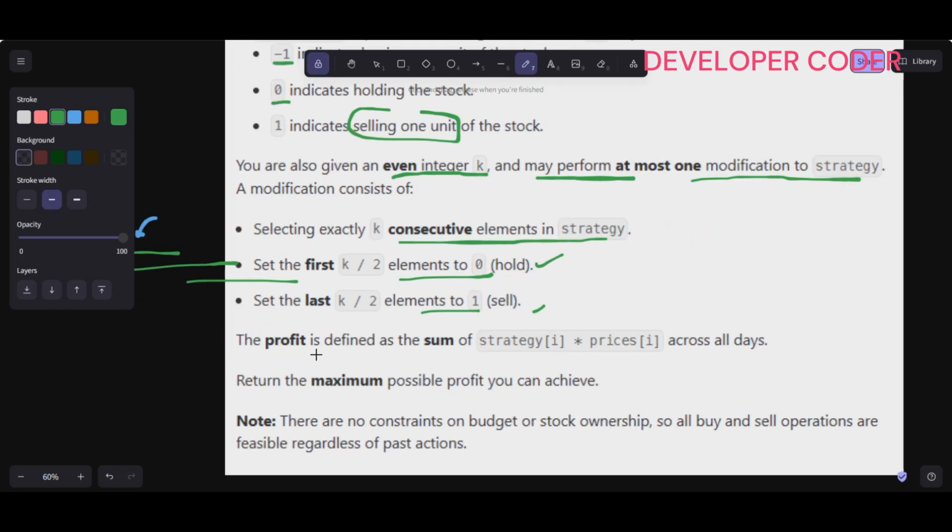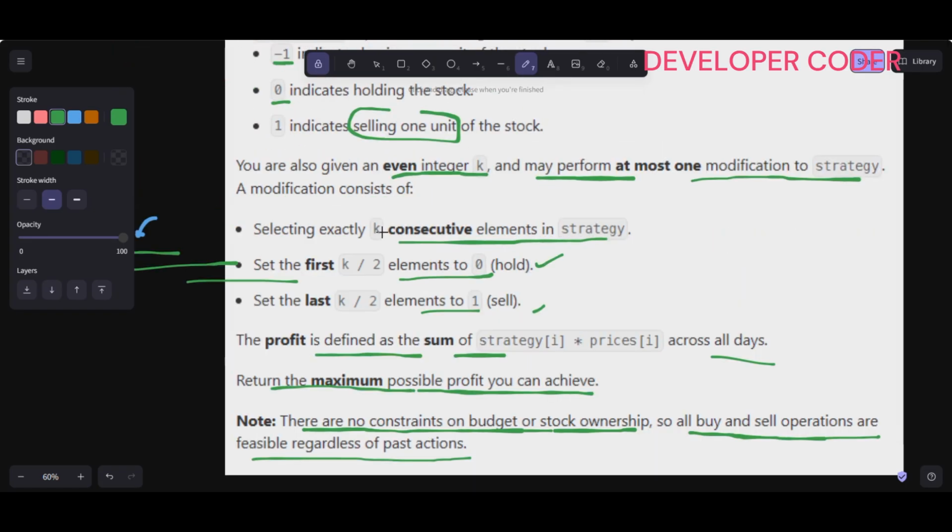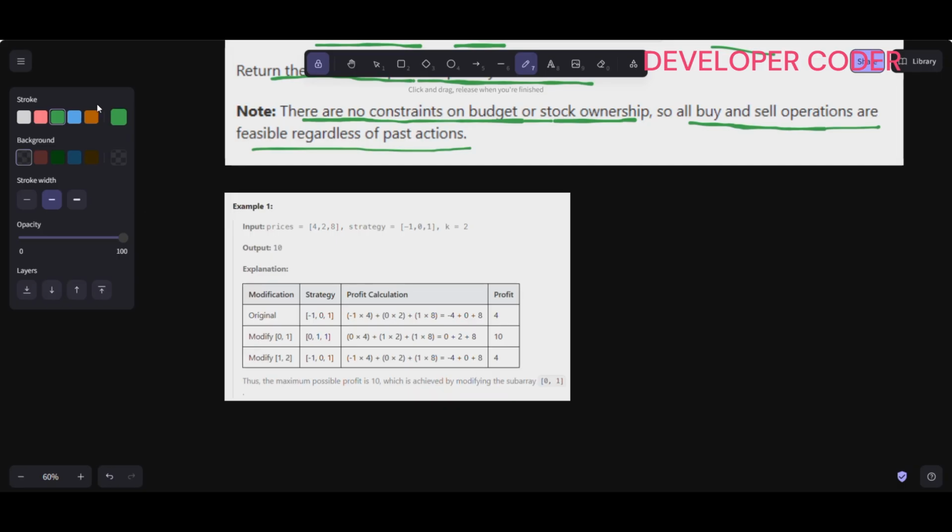The profit is defined as the sum of strategy[i] times prices[i] across all days, and we have to return the maximum possible profit you can achieve. Okay. Note, there are no constraints on budget or stock ownership, so all buy and sell operations are feasible regardless of past actions. All right. Now let's understand this problem statement with an example here.